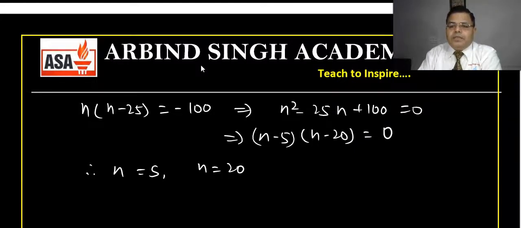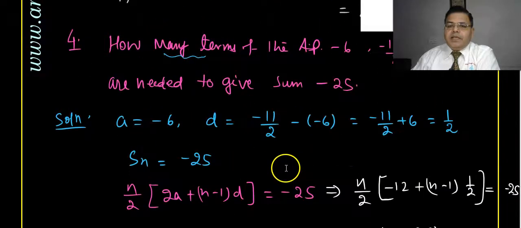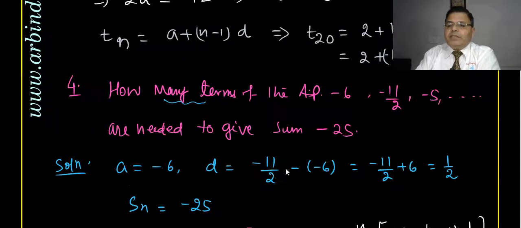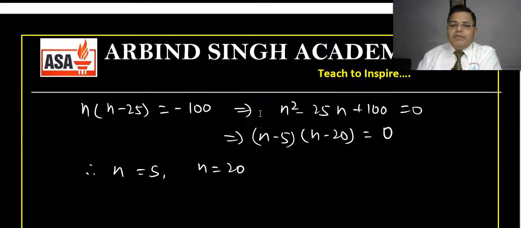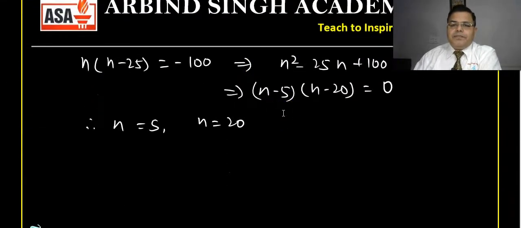Both of them are possible. One time, since the sequence is increasing from negative terms, adding the negative terms, the sum will be minus 25. And again, if we proceed along the same sequence up to the 20th term, then many terms are negative and some terms are positive. Then positive terms minus negative terms will also give again the sum minus 25. So both of these answers are possible, and you can write both the answers here.